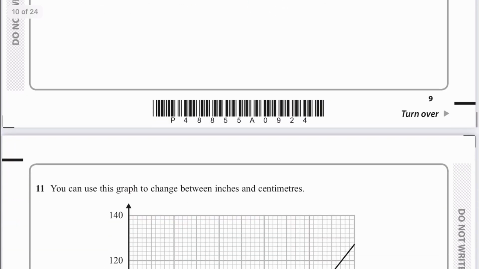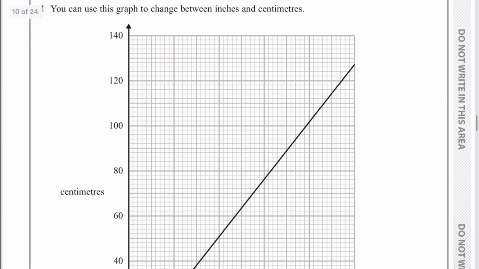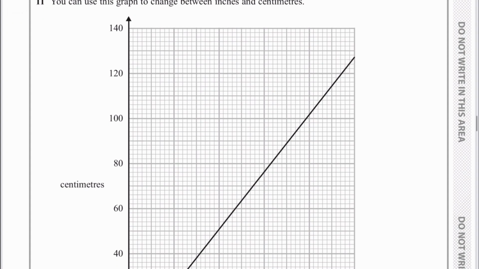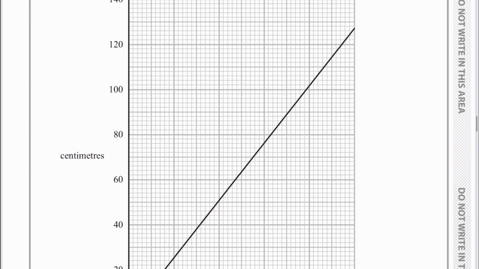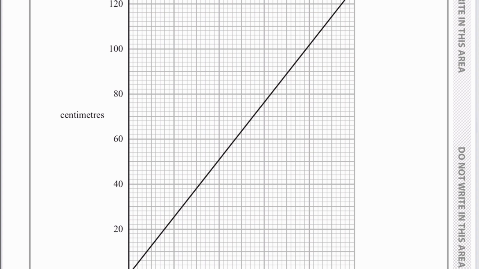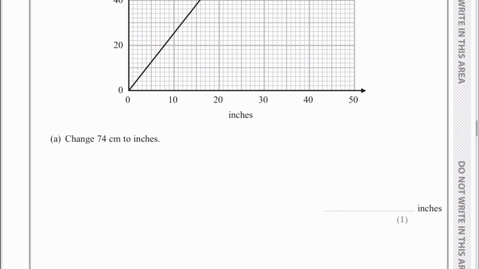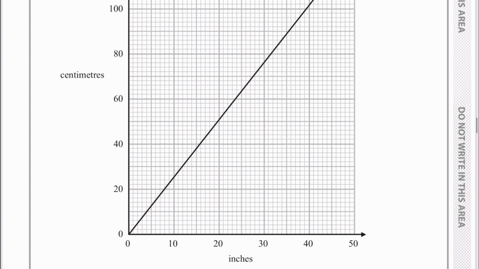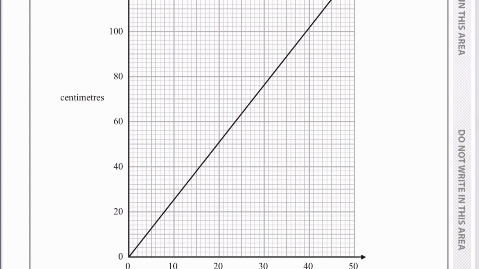Okay, let's move on then to this one, which is a standard comparison chart. It's a single line chart. We're comparing centimeters to inches. So the first one says change 74 centimeters to inches. Now that's just going to be slightly difficult to show on the video, but I'll do my best, because effectively what we need to do is draw a line at 74.